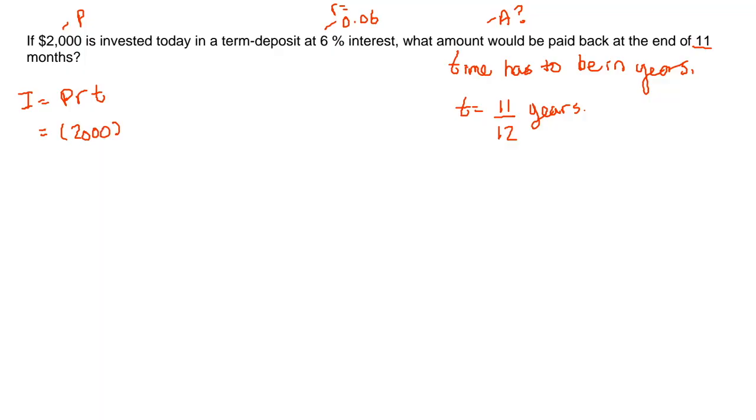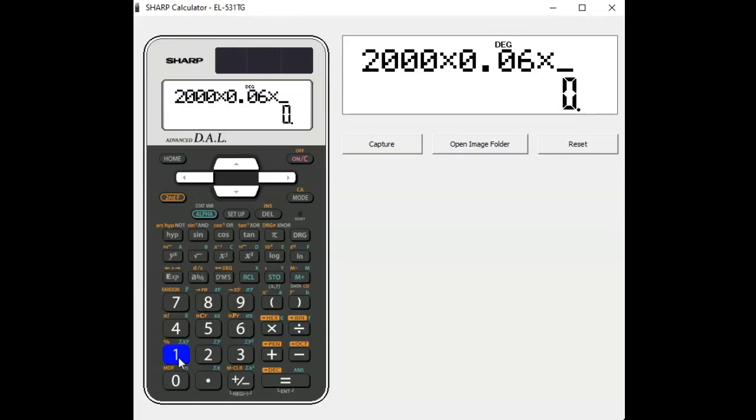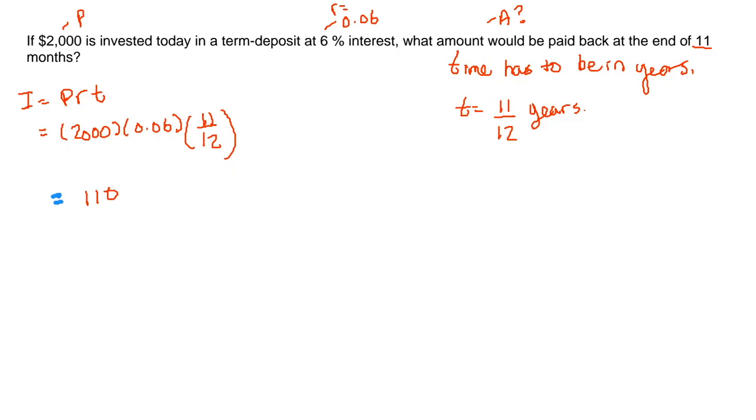Our rate is 0.06 and our time is 11 over 12. So remember, we can use the fraction button here. Let's pull it up and we'll do it together. We had 2,000 times 0.06 times 11 over 12, and that gives me 110. So that gives me $110 in interest.